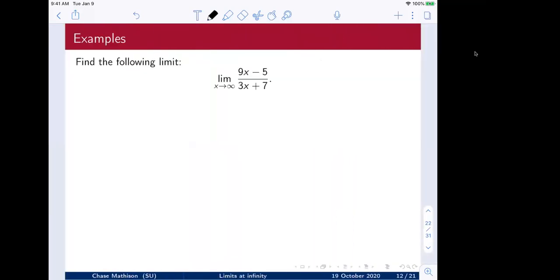Find the following limit. The limit as x approaches infinity of 9x minus 5 over 3x plus 7. And this reminds me, if anyone's taken this class before and knows a shortcut to find this limit, and you do that on the next exam, when I don't say you can use that shortcut, then you're not going to get any points. Okay? So, just so everyone knows, if you haven't taken this class before, then don't listen to anything I just said.